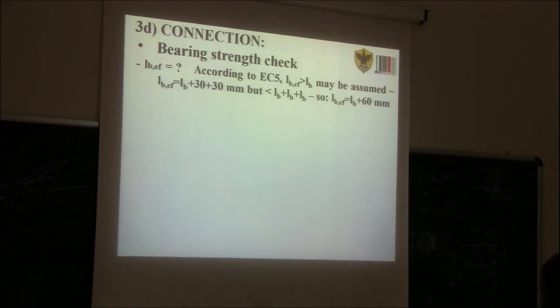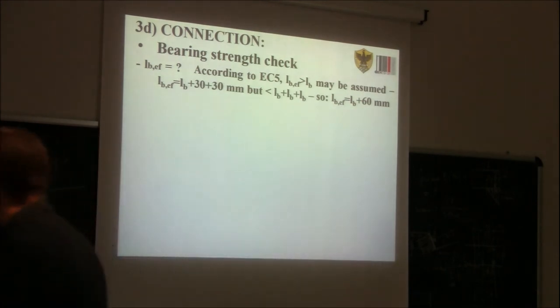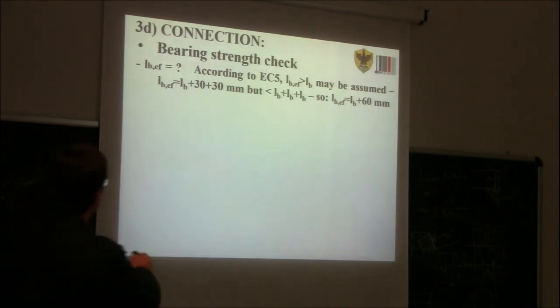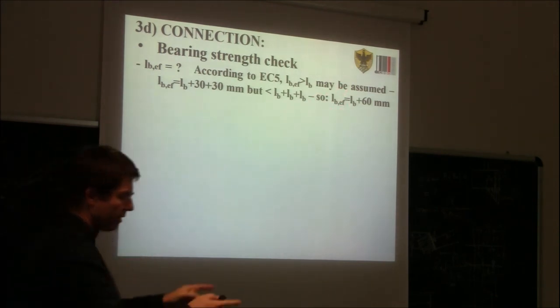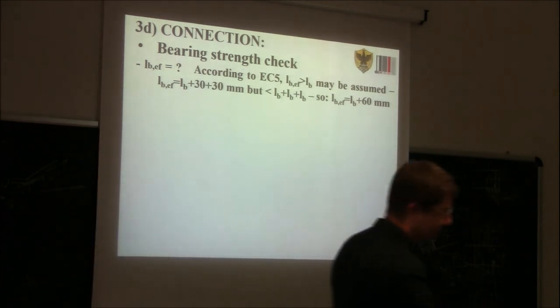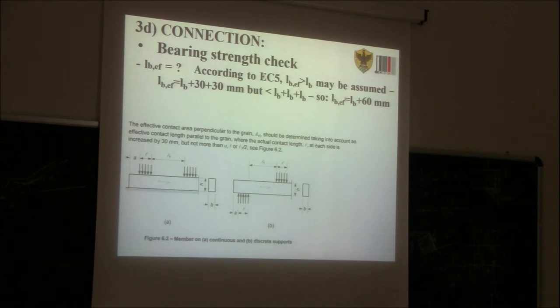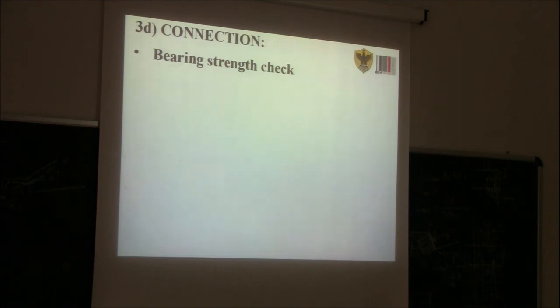The effective bearing length, if you remember, according to the Eurocode, we can take up to 30 mm more on the right and 30 mm more on the left. So in our case, LBF will be the actual breadth of the column plus 30 plus 30, so plus 60 millimeter. So this is our situation. We do this ratio, RD divided by B times LB plus 60.